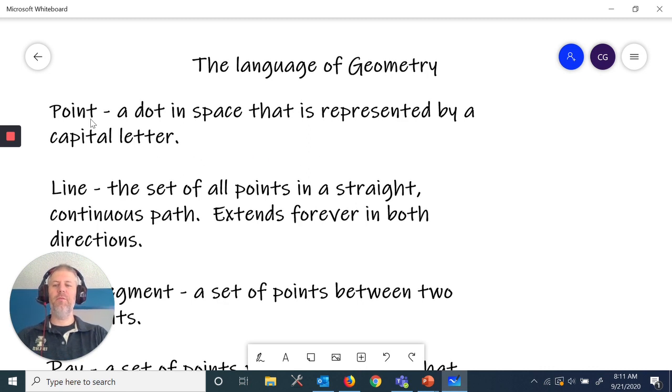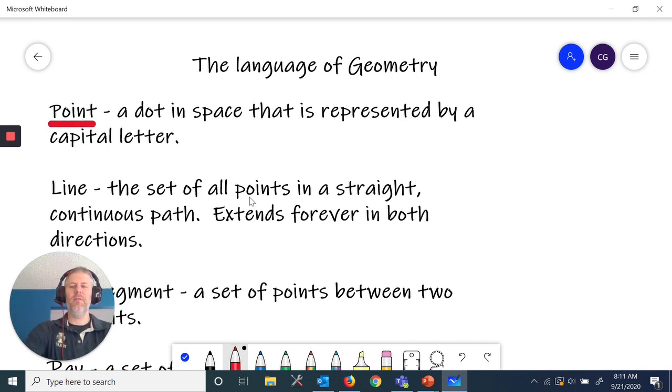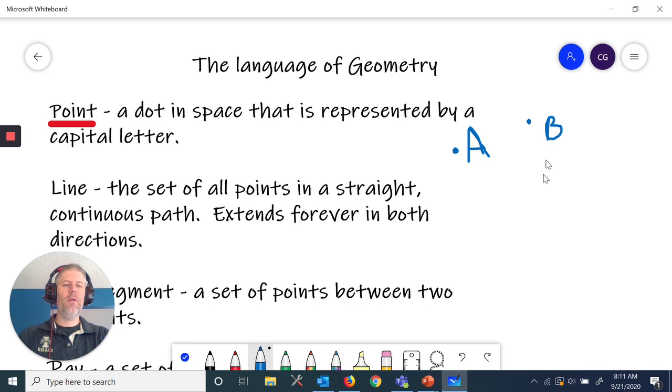So here's some terms. The first term is called a point. A point is a dot in space that's represented by a capital letter. If I draw a little dot with my mouse, we're going to label it with a capital letter. We'll call it point A. I'm drawing with my mouse, so it might not look great. So point A. I can do other points, point B, and so on.